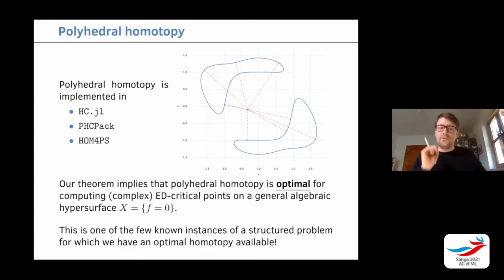And by the way, this is one of the few known instances where, of a structured problem at least, we have such an optimal homotopy available. Usually when you do homotopy continuation, the start system has many more solutions than the system you're interested in. And in the tracking procedure, you have to sort out many solutions. This is usually a wasteful computation. In this case, this is not so. Polyhedral homotopy is optimal, which is, I think, fantastic news.